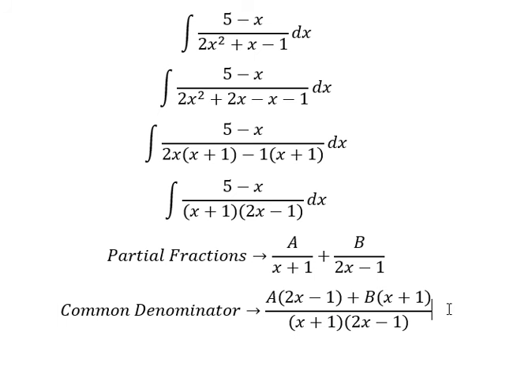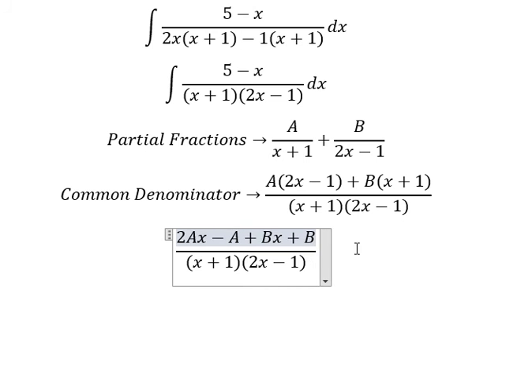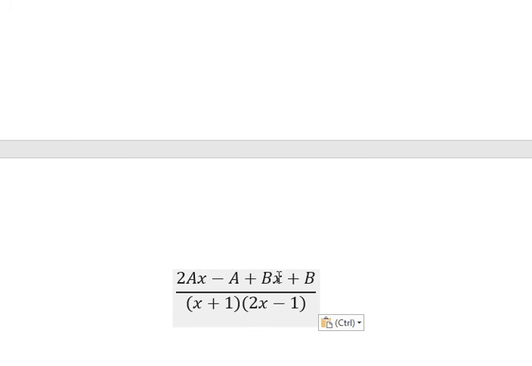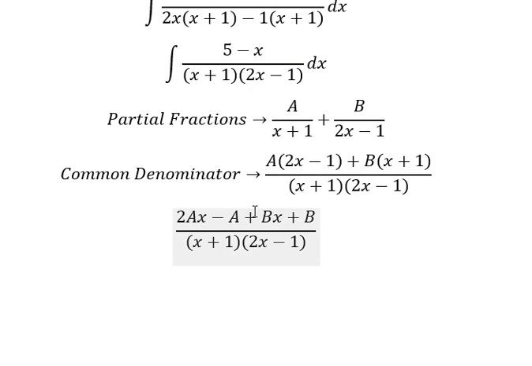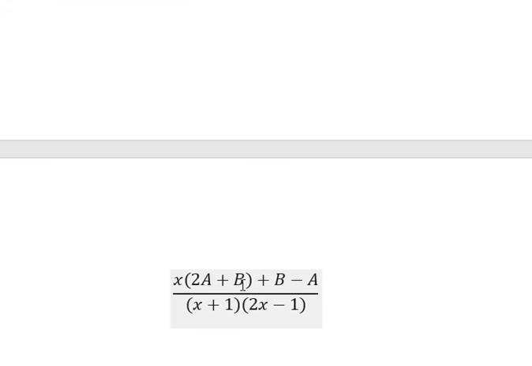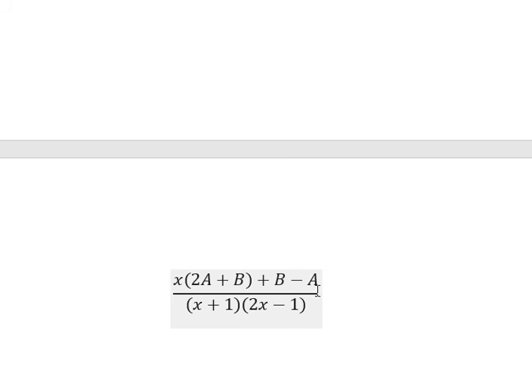And now we need to arrange based on the term of s. So this one, you get 2As minus A. This one you get Bs plus B. Now we have s and s. We can do factorization. And then we have B minus A. Now, if we look carefully, we have negative s. So that means 2A plus B equals negative number 1. We have number 5. So B minus A equals number 5.